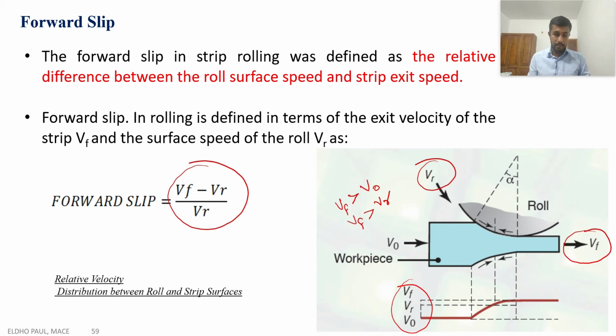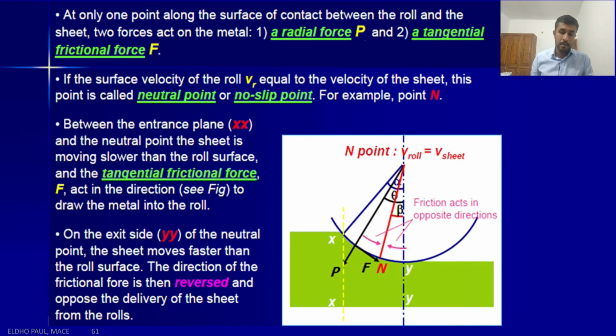In between, in the rolling gap, there is a relation between Vf, V0, and Vr. The essential condition for this rolling process is that Vf should be greater than V0, and there will be a relative motion or relative velocity in the forward direction, towards the right. Then only the rolling process will be possible.